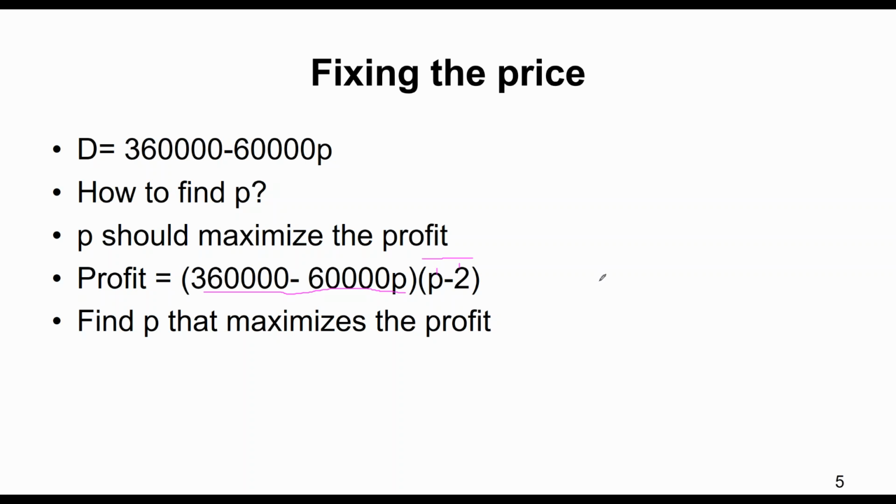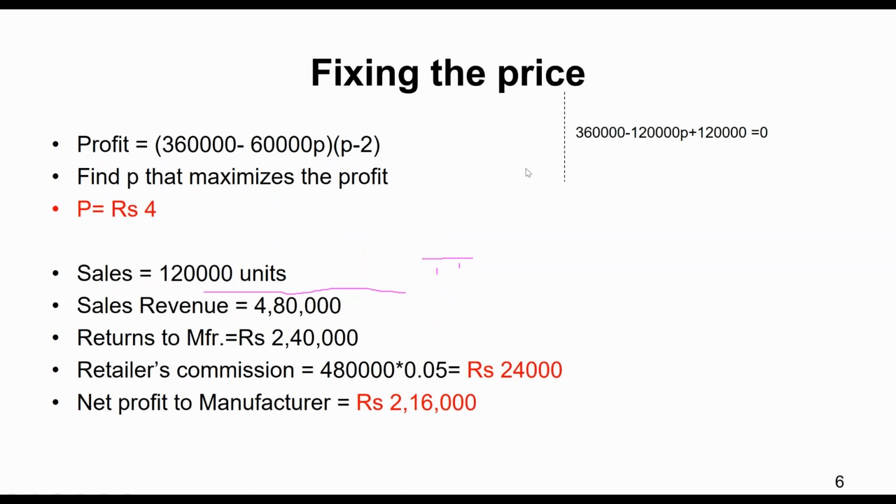This is a typical quadratic equation, and I hope you all know how to solve this. I will still solve this for you. The maximization will give P as rupees 4, and if you want me to solve this, it will go this way.